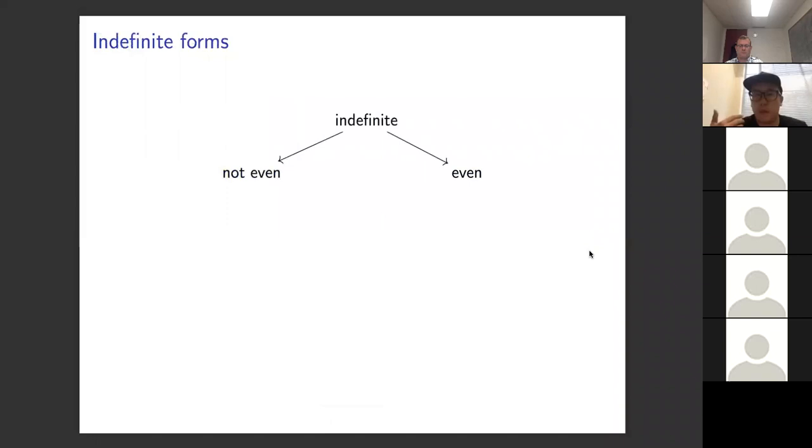Then let's move on to the indefinite forms. That is divided into two cases, even and not even. What even means here is that if you take a pair of identical vectors, the output has to be even for every vector, I guess including zero as well. And not even means not even.